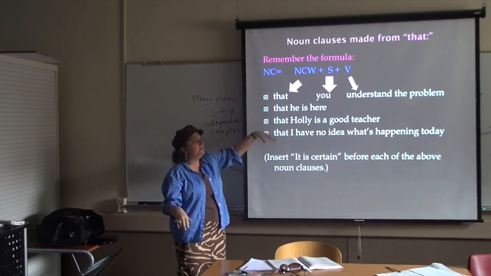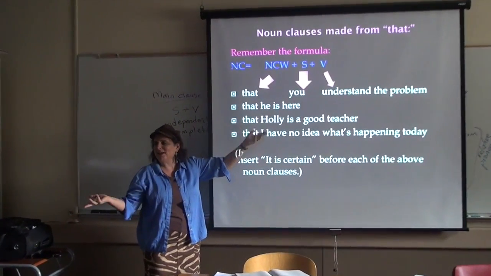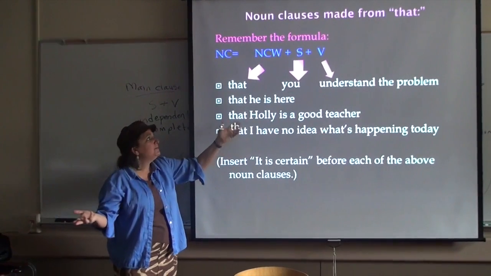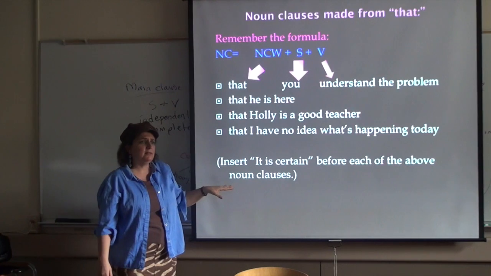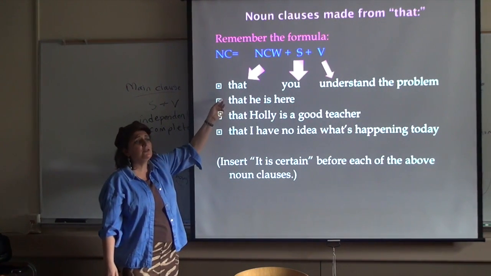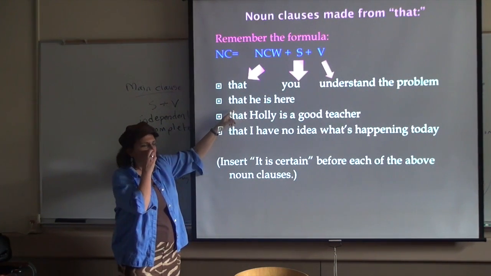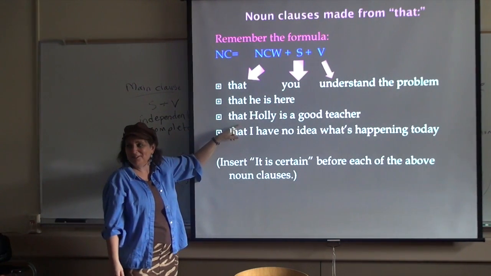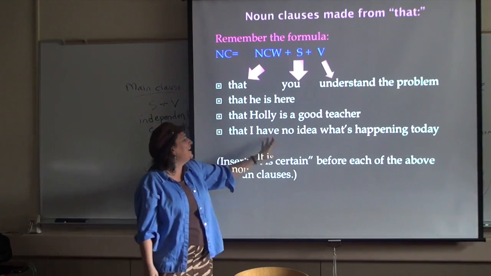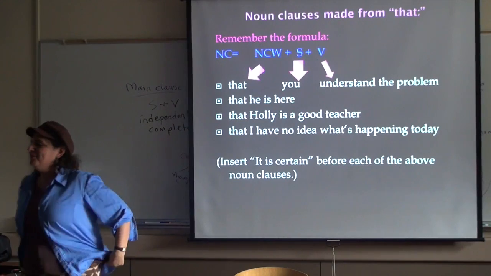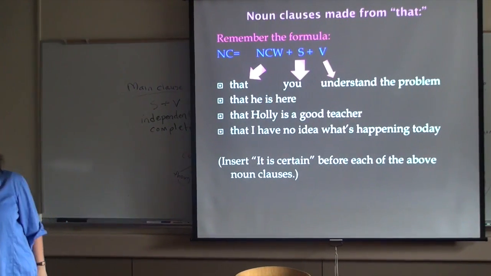Now, none of this makes sense because they're dependent. They're incomplete. So let's try to add this to the beginning and let's see now if it makes sense. It is certain that you understand the problem. It is certain that he is here. And everybody? It is certain. Okay. I didn't say it. It is certain that I have no idea what's happening today. Okay, I'll come back to this one.